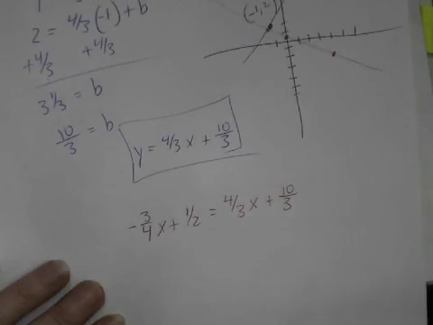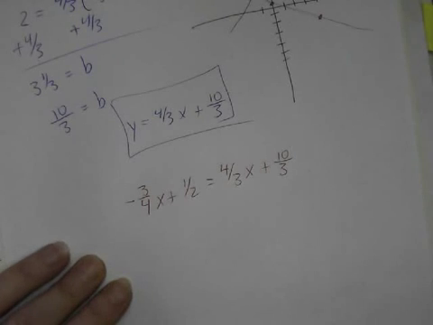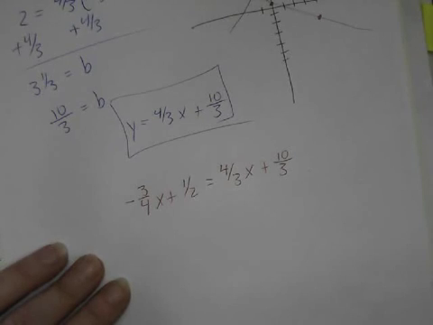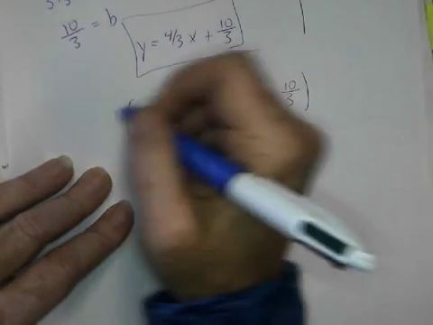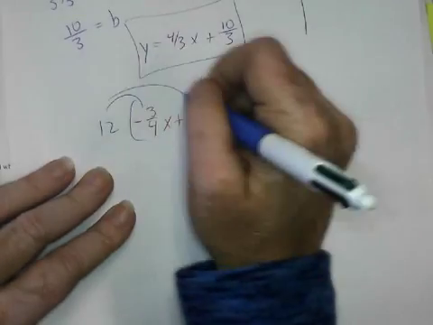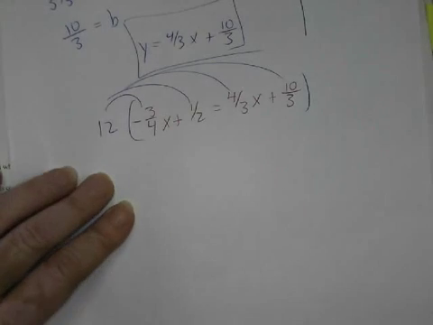I can clear the fractions if I want to, or I can not clear them. If I multiplied by 12, I could clear them out. That'd be a relief for me. So I'm going to multiply everything by 12, like 12, 12, 12. Every single thing is going to get multiplied by 12. I can do it kind of in my head.